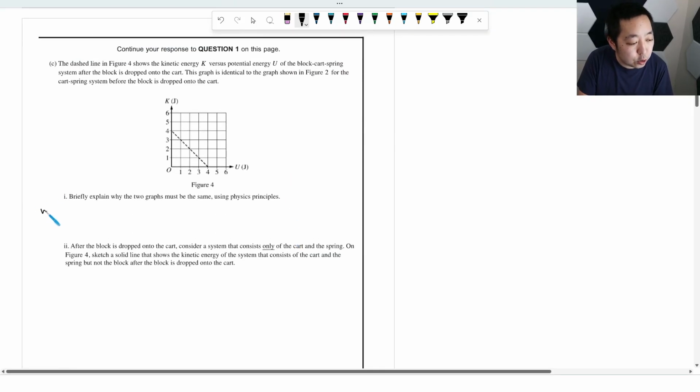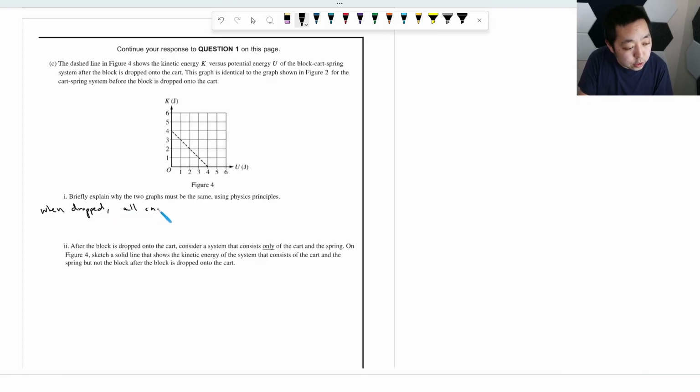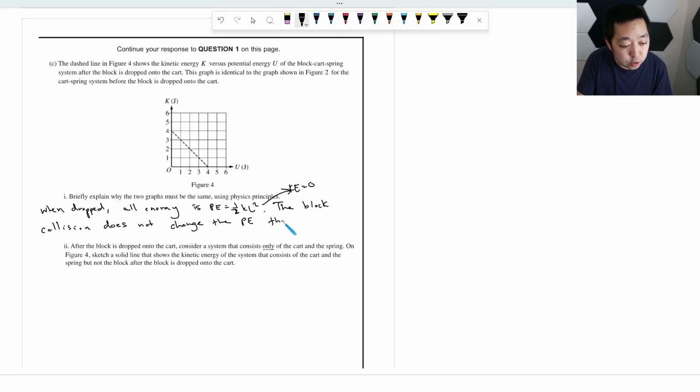So I would say when dropped, all energy is potential energy, which is 1/2 kx². The block collision does not change the potential energy. Or you could also say when the kinetic energy is zero, it does not change the potential energy, thus the total energy of the system is still the same.